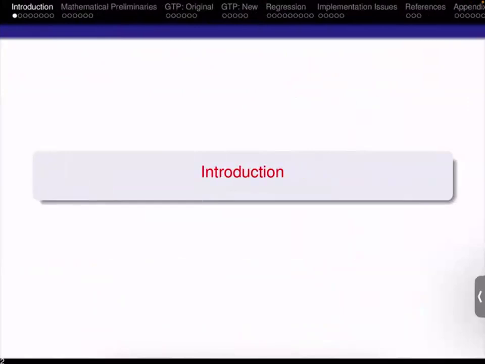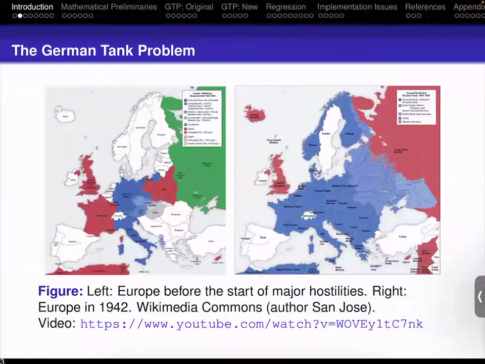Out of curiosity, how many of you have heard of the German tank problem? Okay, good. Not too many people have heard of it, so that's great. I'm sorry? It was in the textbook. Sometimes it's better not to mention that out loud. I'll be careful what I say.